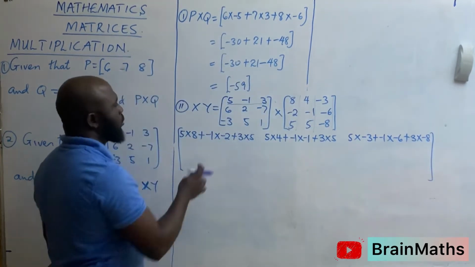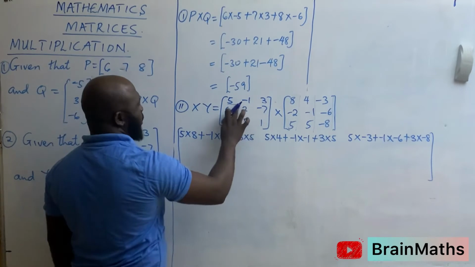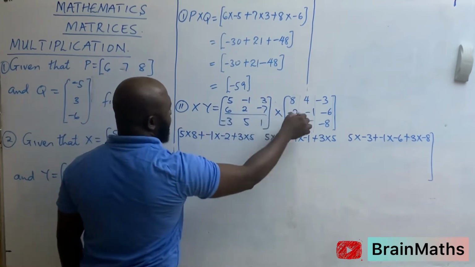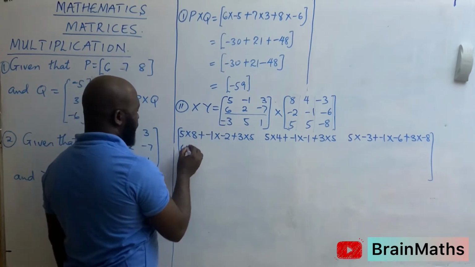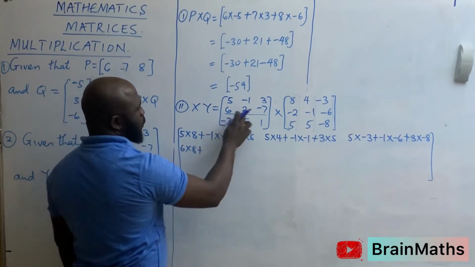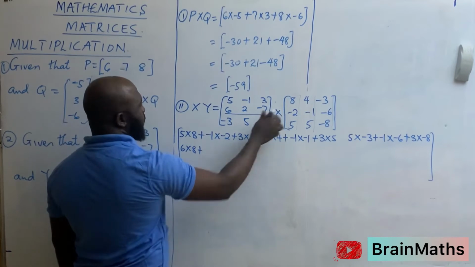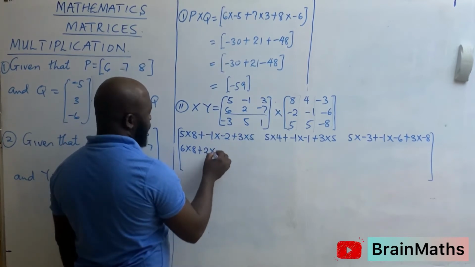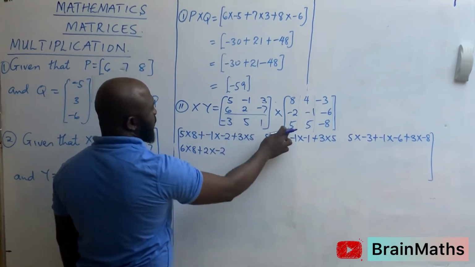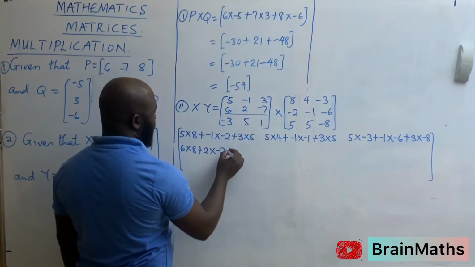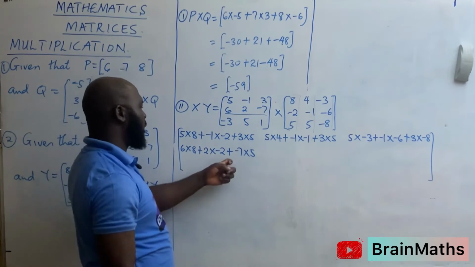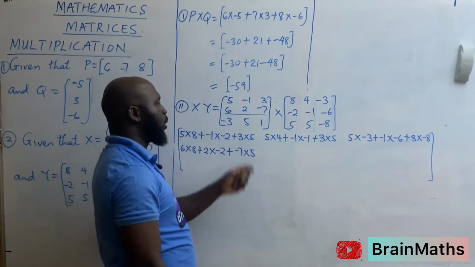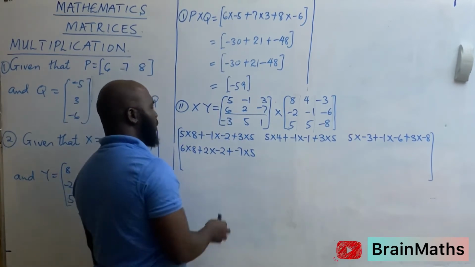So the second row will be taking on the second column at the first to the third column now. So we have 6 times 8 plus 2 times minus 2, and then minus 7 times 5 plus minus 7 times 5. Don't forget the connecting sign, that is the plus that will be joining each and every one of them together.